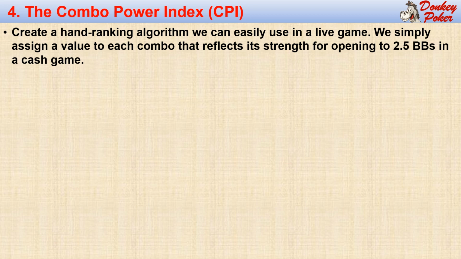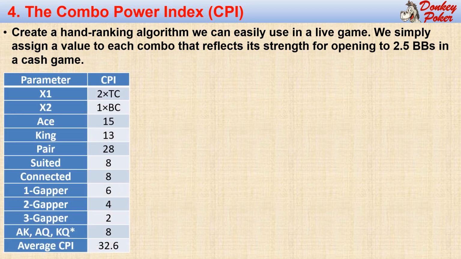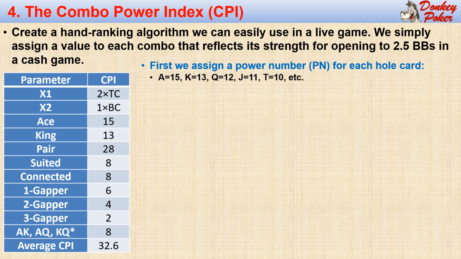I call this the Combo Power Index. The CPI simply assigns a value to each starting hand that reflects its strength for opening to 2.5 big blinds in a cash game. This chart summarizes the CPI algorithm. First, we assign a power number for each hole card. Ace is 15 points, King is 13 points, Queen is 12, and so forth. This is just a card's rank, except for the ace, which is worth an extra point.